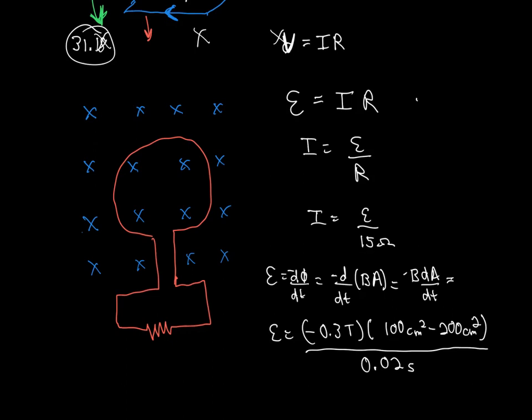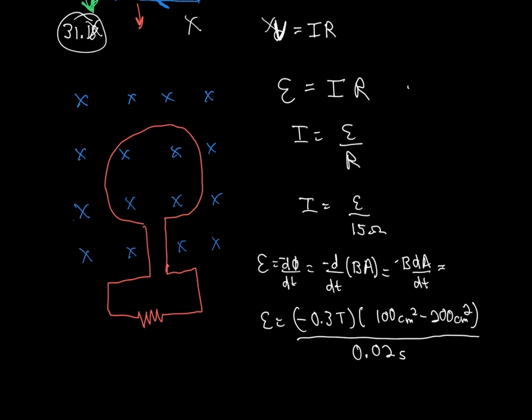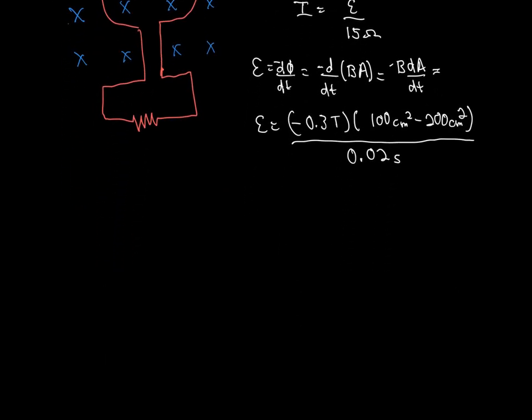What's the problem in the way I've written it? Will you get this problem right? You will be off by a couple factors of 10. Why? Area is in centimeters. So you need to convert this to meters squared. Okay. So if you do all your conversions out, you'll get an EMF that's equal to 0.15 volts.